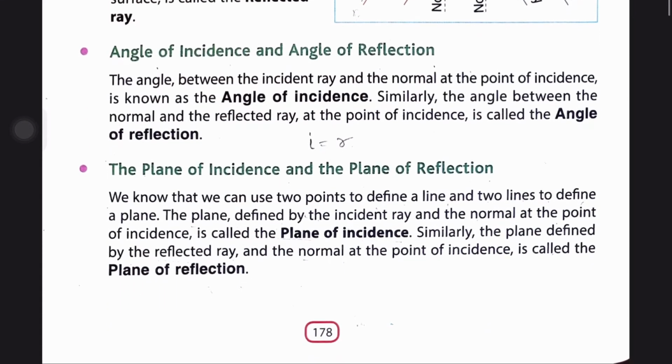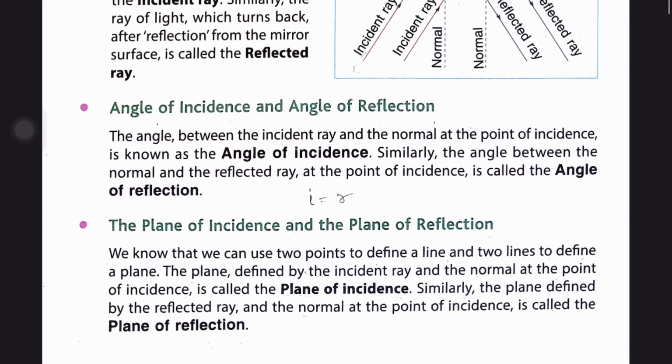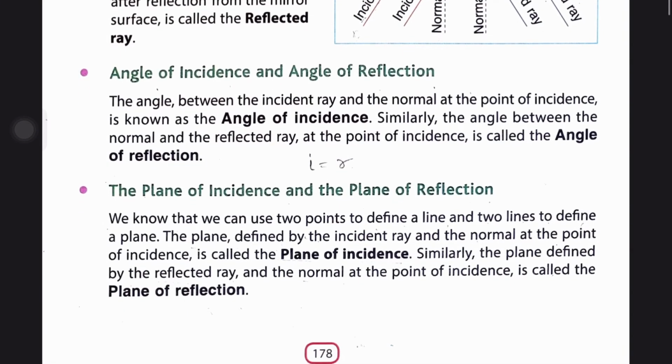Next, angle of incidence and angle of reflection. The angle between the incident ray and the normal at the point of incidence is known as the angle of incidence. Similarly, the angle between the normal and the reflected ray at the point of incidence is called the angle of reflection.